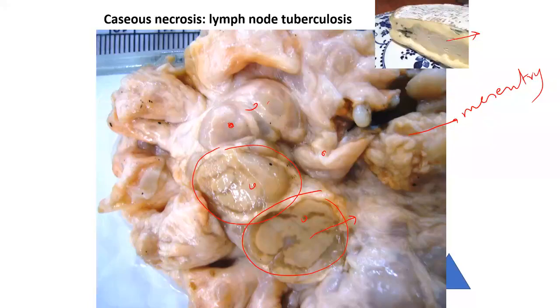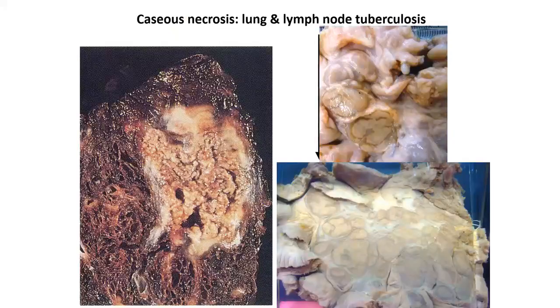So there is destruction of the lymphoid structure and the tissue is replaced by this cheesy yellowish white necrotic material, which is called caseous material. So this is the caseous material or caseous necrosis. Again, we can see here a lung. This lung shows a cavity, and this cavity is filled with cheesy caseous material.